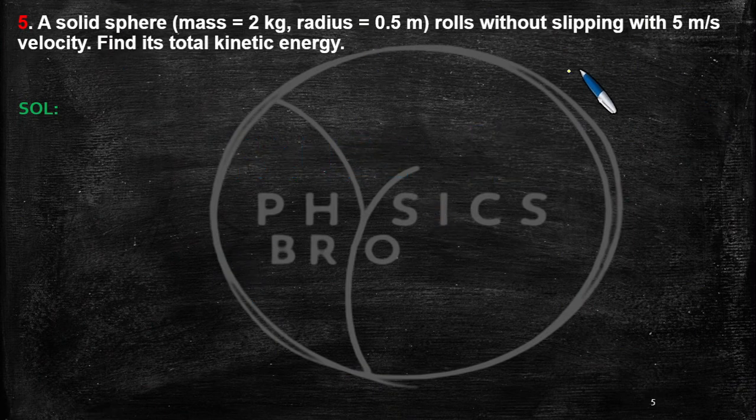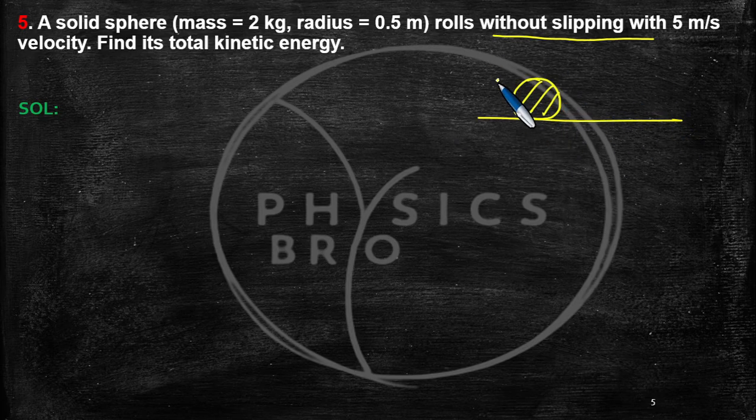A solid sphere rolls without slipping. Okay, let's draw the figure first. This is a plane and a sphere, a solid sphere is rolling. There are two types of motion. One is rotation, and the other is that the sphere is translating. That is translational motion.